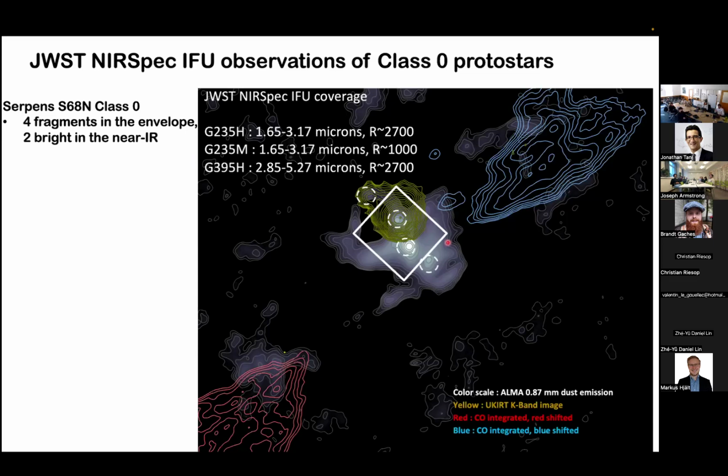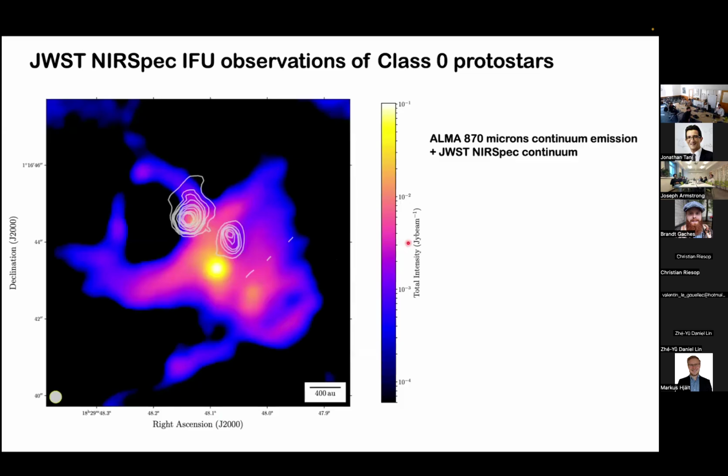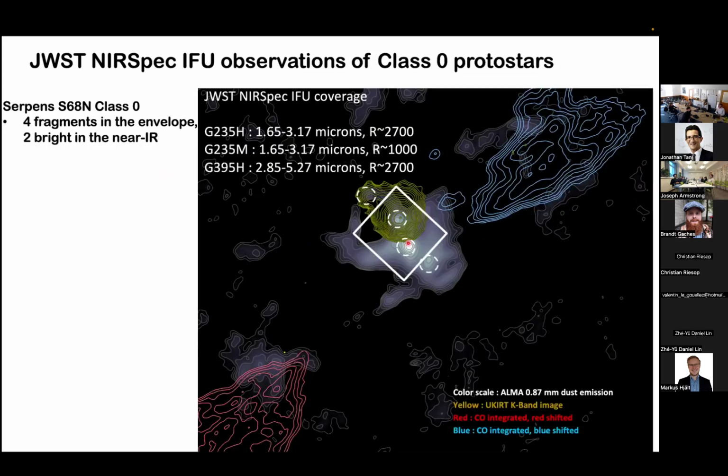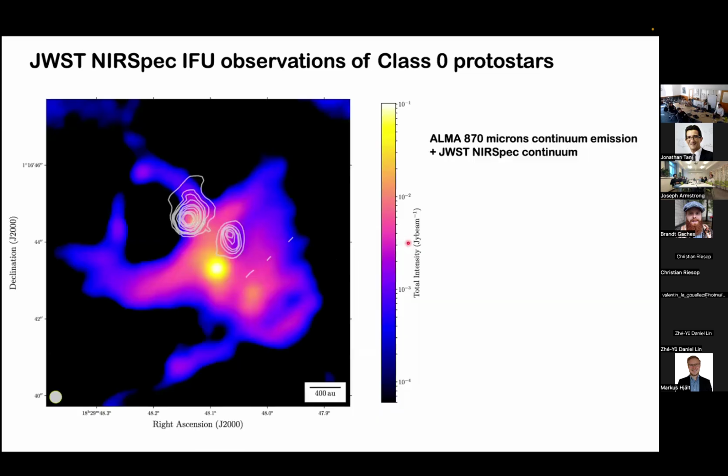The grayscale is ALMA data, and you see it's an envelope fragmented in four cores. Two of them are bright in the K band. Here it's a UKIRT image. And with JWST, we targeted the two central objects, and we found super interesting protostellar features.